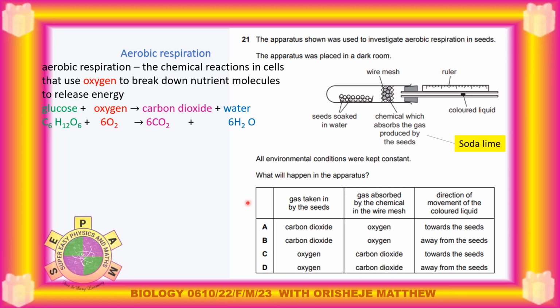So which of them is the answer? The answer is going to be C. The gas taken in by the seed is oxygen, that is, it uses oxygen to break down the glucose. Then the gas absorbed by the chemical in the mesh is carbon dioxide. Then the direction of motion of the colored liquid is towards the seed.